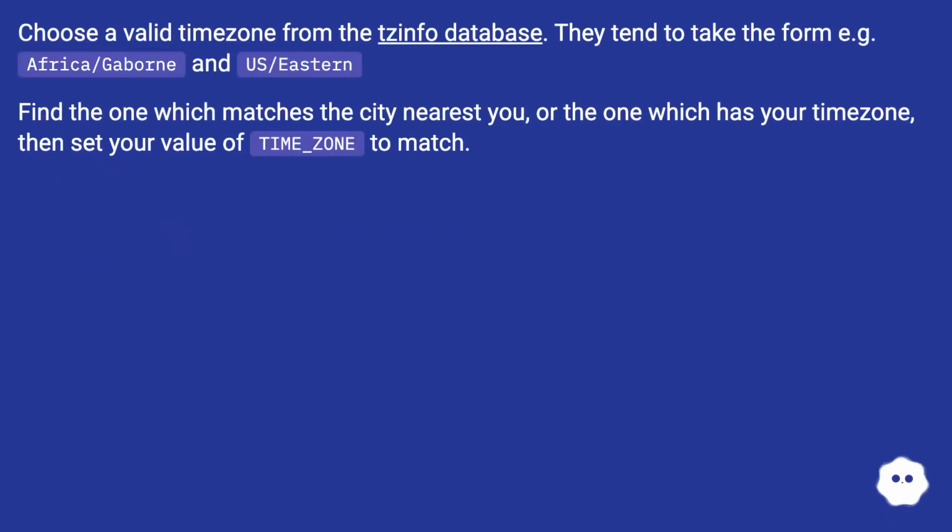Choose a valid time zone from the tzinfo database. They tend to take the form Africa/Gabon and US/Eastern. Find the one which matches the city nearest you, or the one which is your time zone, then set your value of TIME_ZONE to match.